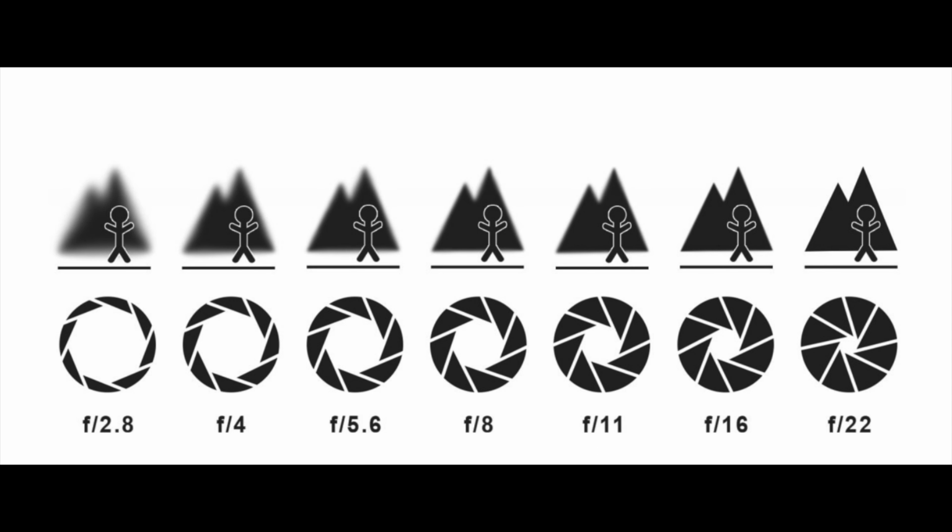And the smaller the number, the larger the aperture. It's counterintuitive, so it'll probably take some time getting used to. Another aspect of aperture is depth of field. So what is depth of field? It refers to how much of your image is in focus.